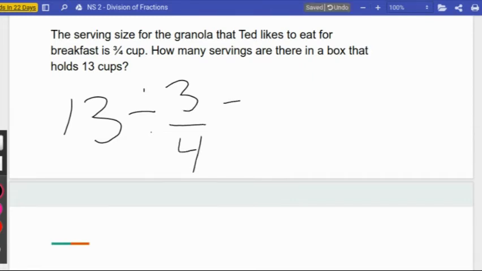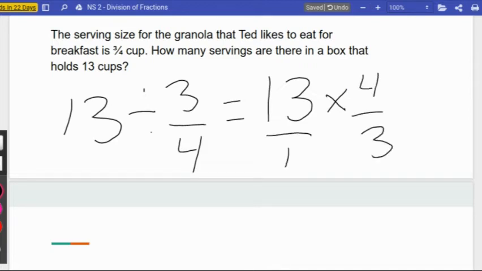So when I rewrite that, I freeze that first number. I have 13 cups of granola and I can't change that. Change to multiplication and use the reciprocal. Flip that second one. And then I can go ahead and multiply straight across. So 13 times 4 is 52. 1 times 3 is 3. So I have 52 thirds, which I would want to put in simplest form.